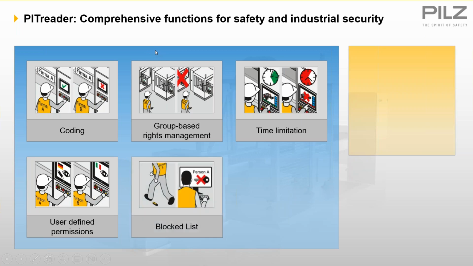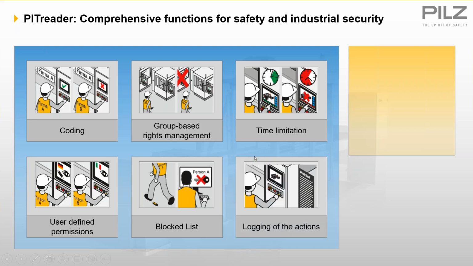You have a block list. So if you were to lose a key, and that key was to be found, you can block that key. If you've issued a replacement, you can block the key that's been lost, so it can't be used. But you've also got traceability of whose key it is. You can have conversations with regards to how they should manage the key, etc. And you've got the logging of actions, so you can see what key is being used, where and when.